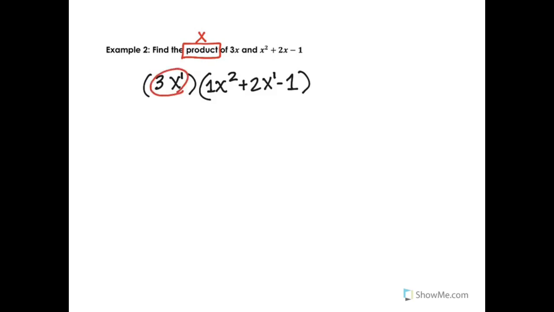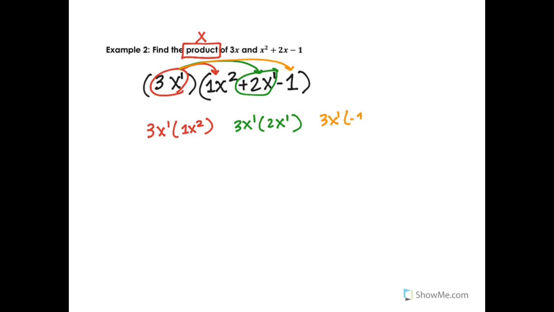So I have 3x to the first power times 1x squared. Then I have 3x to the first power times positive 2x to the first. And then last but not least, I have 3x to the first times this negative 1 here. And then I can go ahead and multiply my monomials out separately.